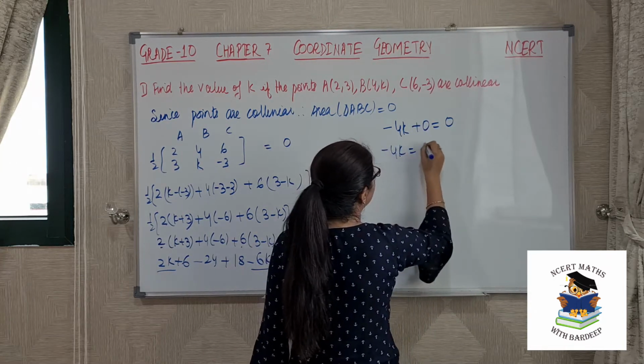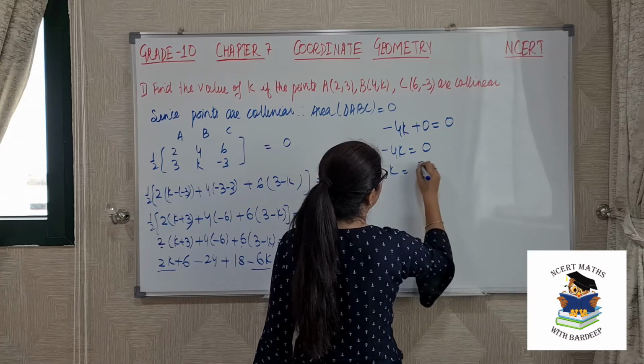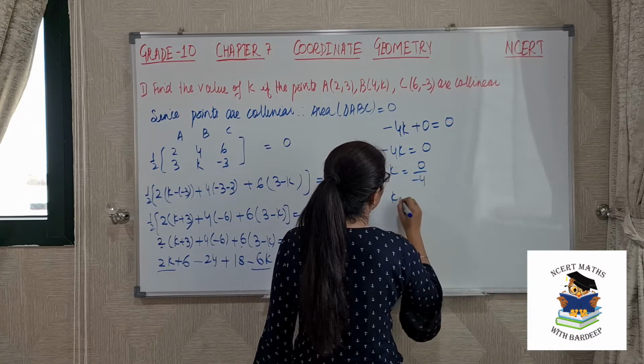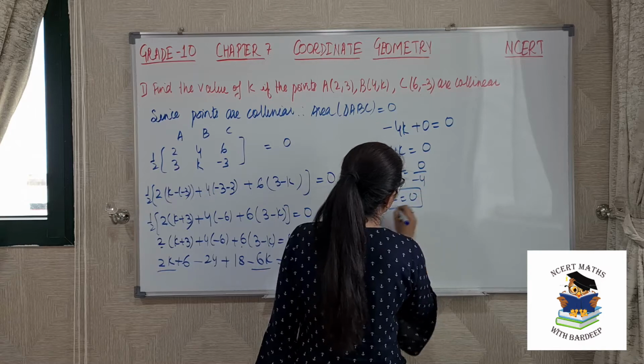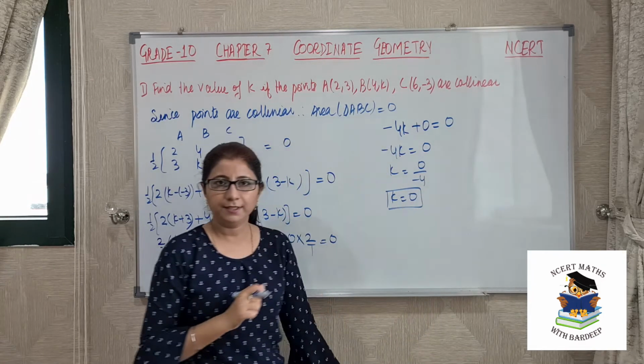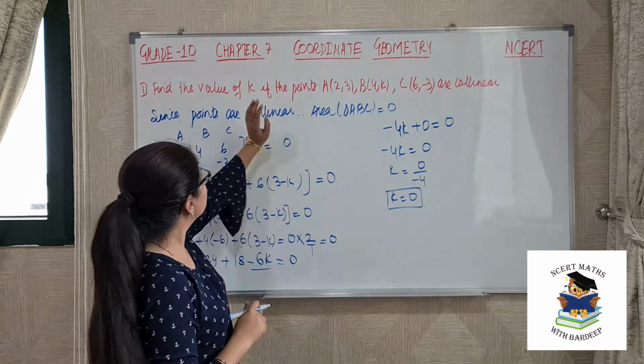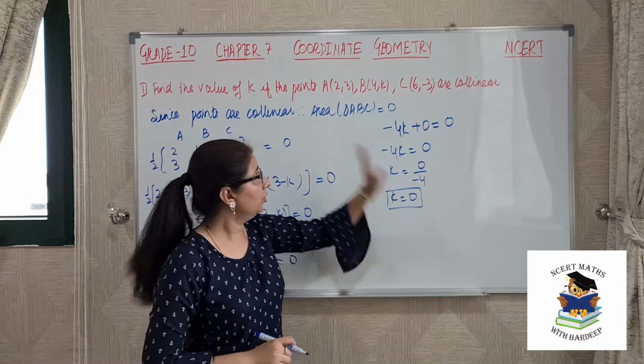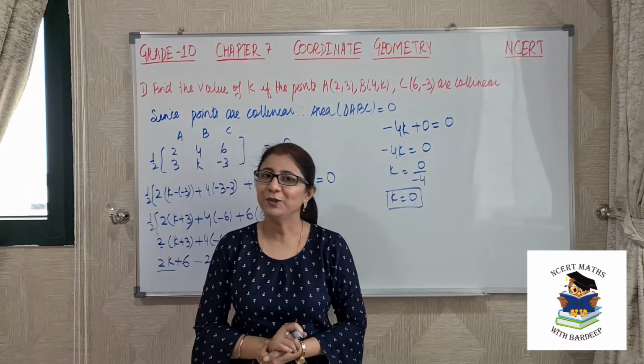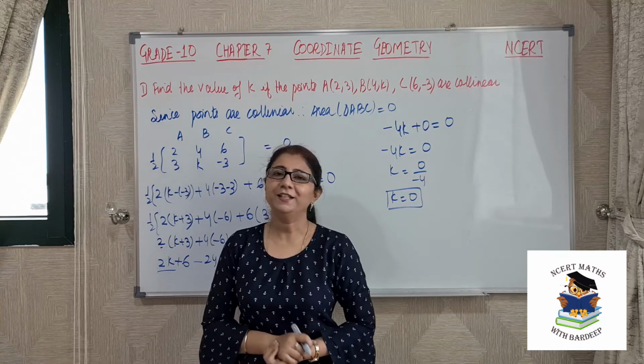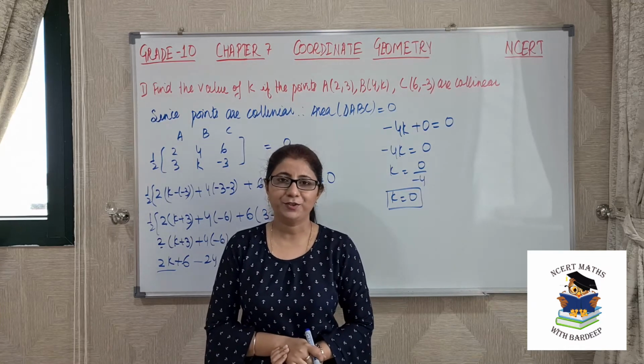So minus 4k is equal to 0. And then what is k? 0 by minus 4. So k is 0 in our case. So what is the value of k? k will be 0 for these points to be collinear. So let's see another application of this area of triangle.